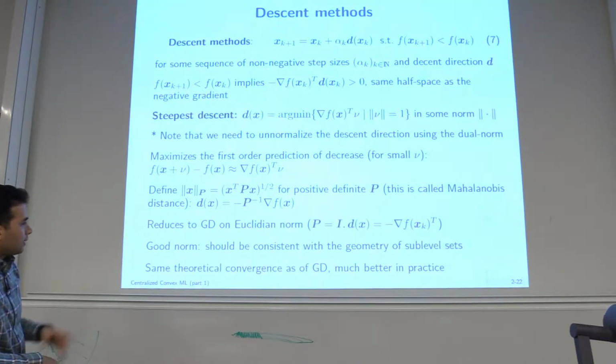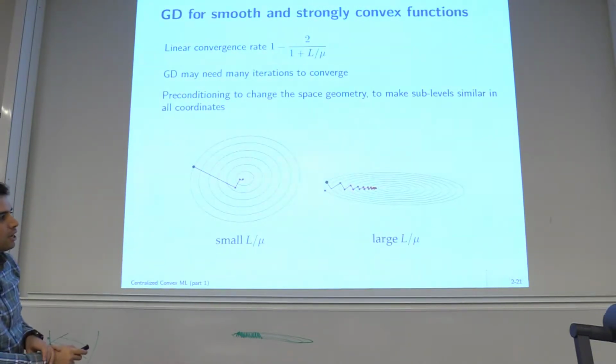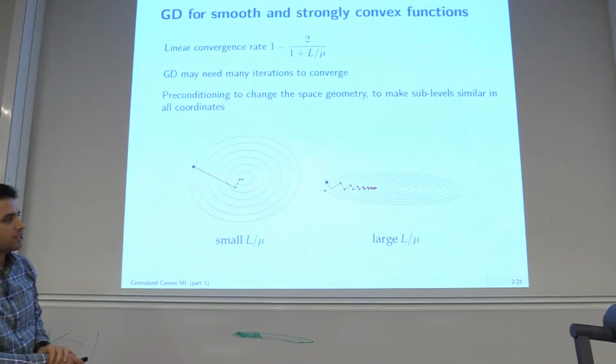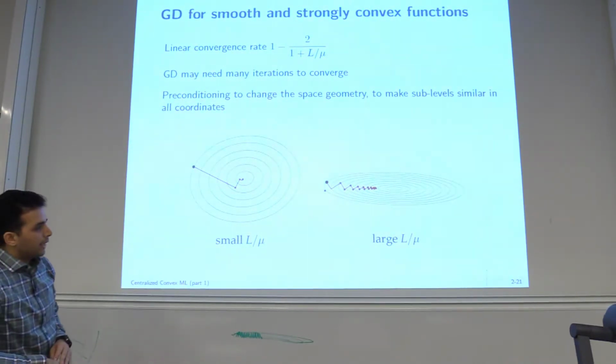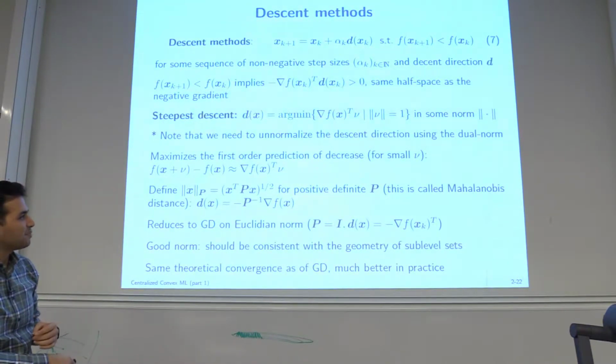Okay. Theoretical convergence is very similar to gradient descent, but it works much better in practice. So the number of iterations that you need here, for instance, could be, say, 1,000, but the number of iterations of a steepest descent could be like 10. Okay. What is the problem, though, here? The problem is just finding this p.